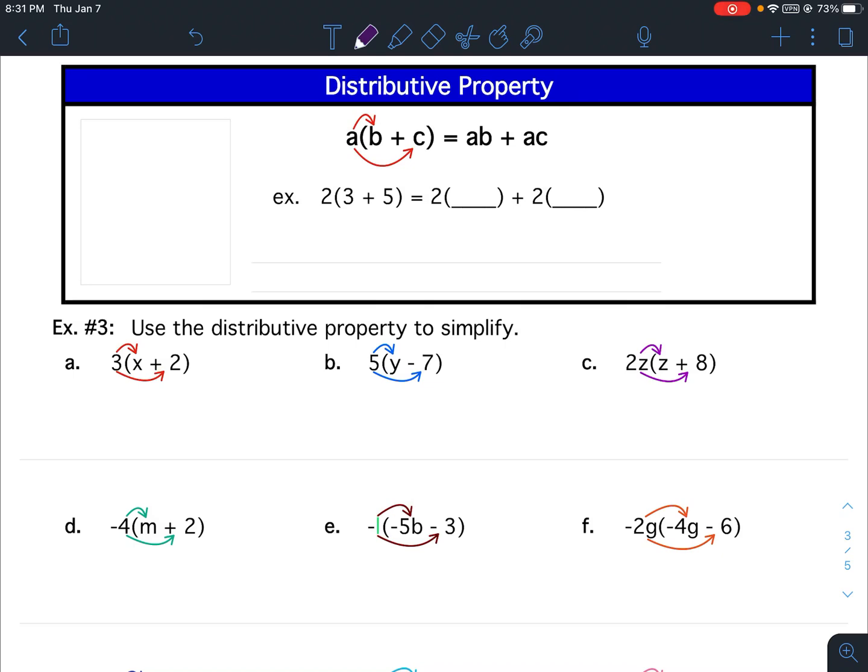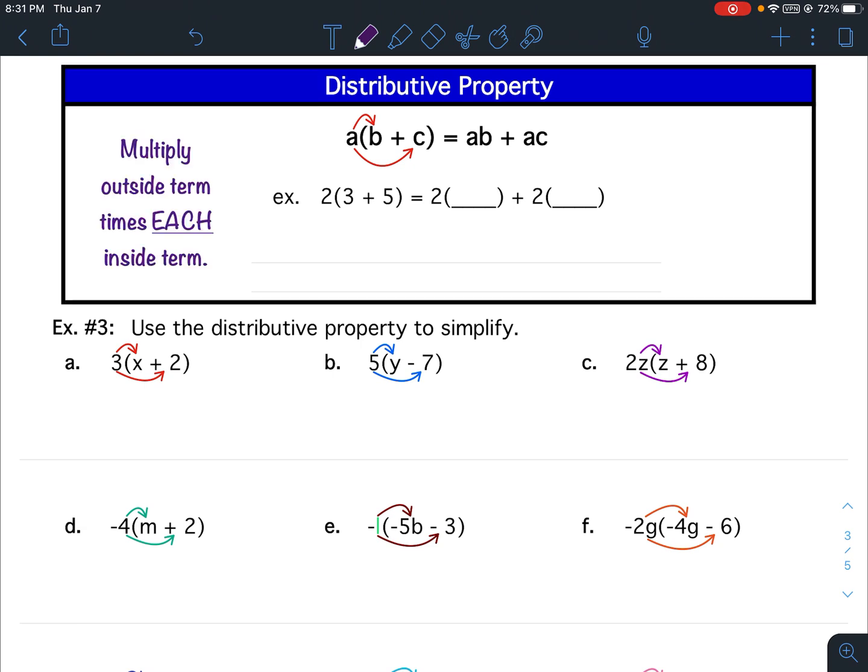Combining like terms in the distributive property, lesson pre-8. The distributive property is nothing new. We did this back when we were writing equations, when we needed to use the point slope form of an equation, and we used it to help solve. So this is nothing new. I'm just going to go over this quickly.